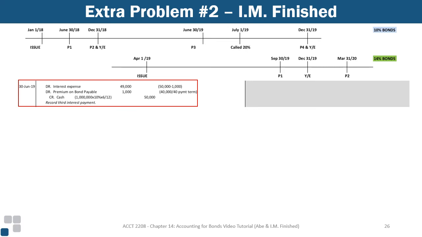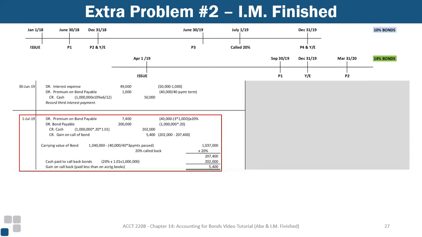The next chronological event would be June 30th. So here we go with these 10% bonds. We've issued them. We've had the first payment, the second payment at the year end. We are here right now, June 30th. And guess what? The entry is exactly the same as it was for the other two. Debit interest expense, $49,000. Debit premium, $1,000. Credit cash, $50,000. No problem.